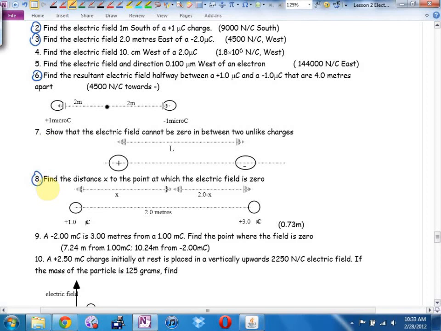Number 8, I would consider an A or A plus level question. I haven't talked about it. It's saying, where is the electric field 0? What you really want to do is say, when does the first electric field equal the second electric field? And that's your equation. Write an equation for the first electric field. It's going to have an x in it. Write an equation for the second electric field. It's also going to have an x in it. And then solve for x by letting them equal each other. If not, I'll talk about it next class.